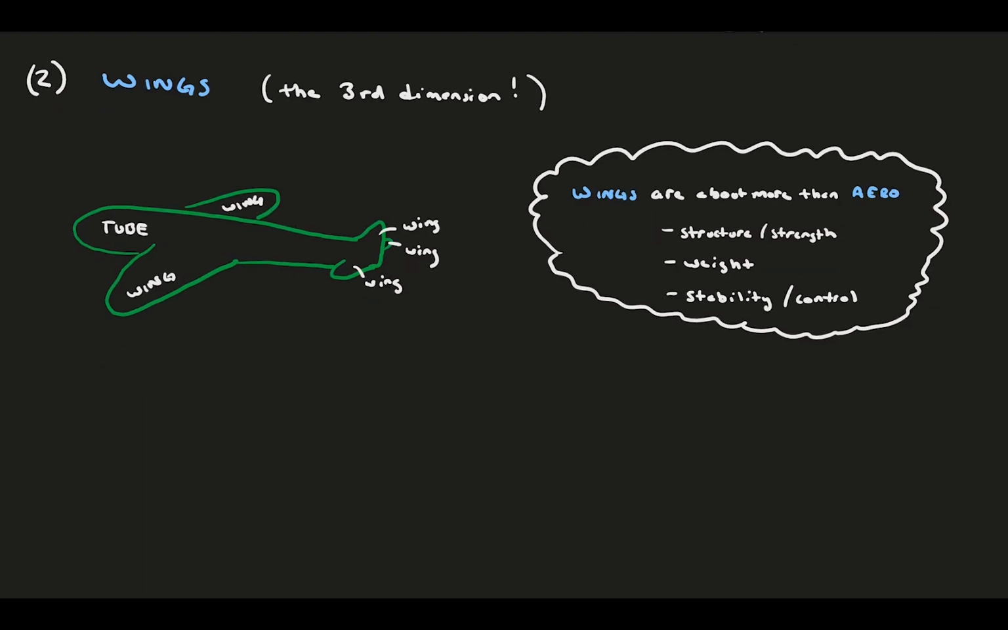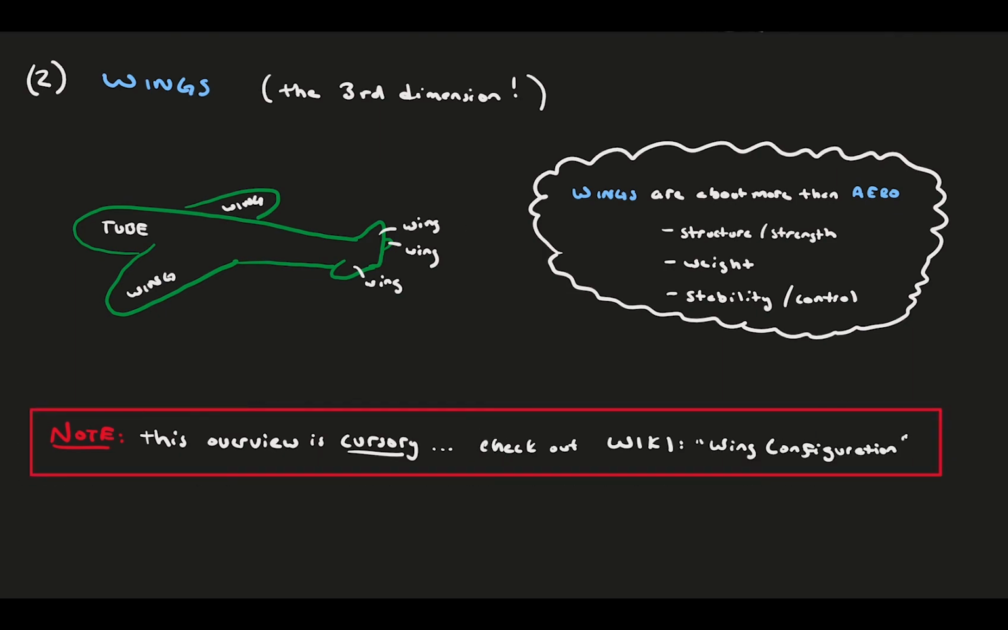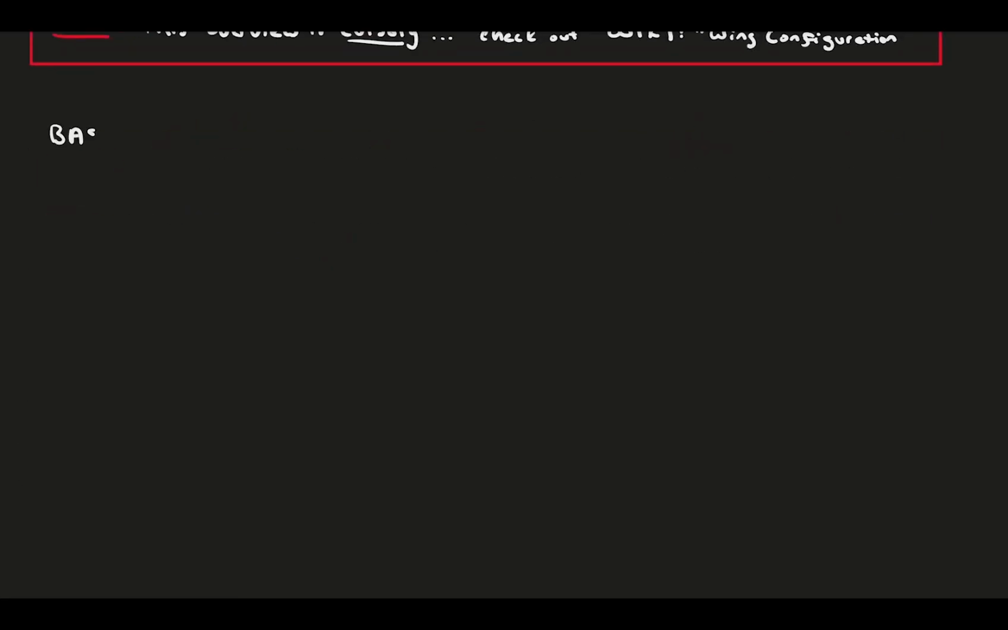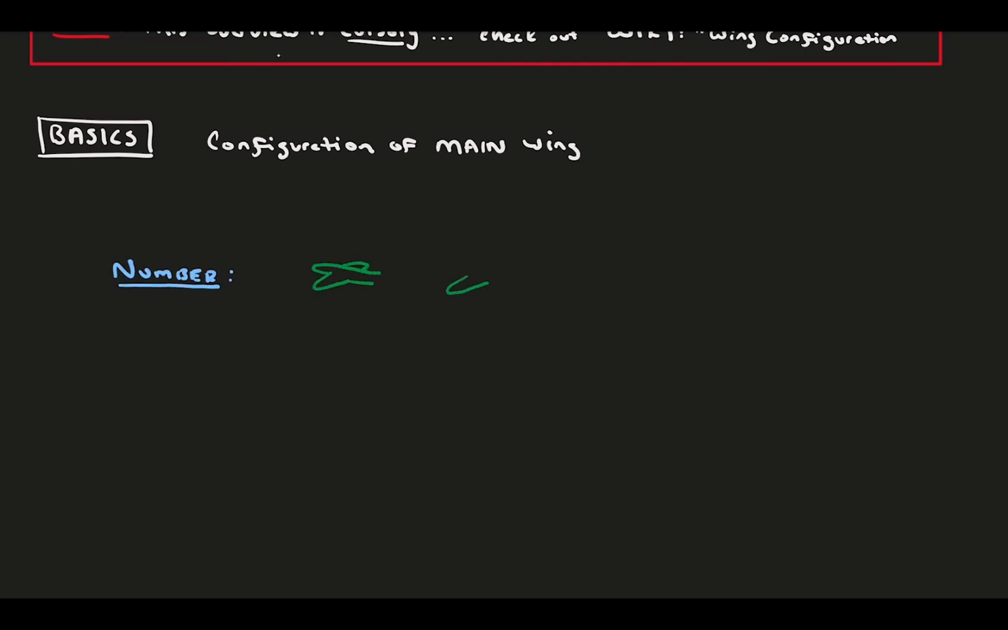Note, this is a very rough outline of wings and their configuration. For more information, the wiki article on wing configuration is tremendous. Let's go over the basics of the main wing configuration. Let's say you want to put a wing on an aircraft. There are a lot of things to consider. First is how many wings you want to have. There are monoplanes with a single wing, biplanes with two stacked wings, triplanes, quadplanes, multiplanes, etc.